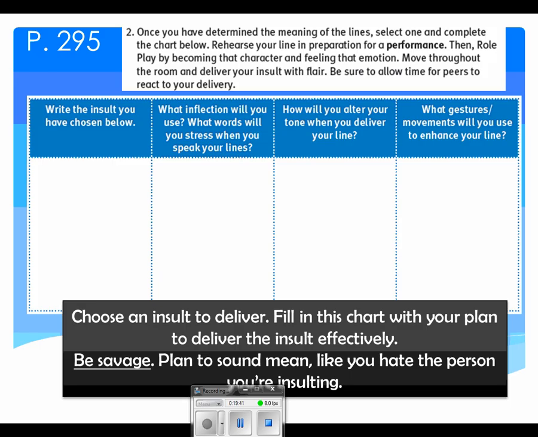All right, you folks have 2.5 minutes to determine what's the insults that you will perform aloud with your partner, and how are you going to deliver it. 2.5 minutes, go.